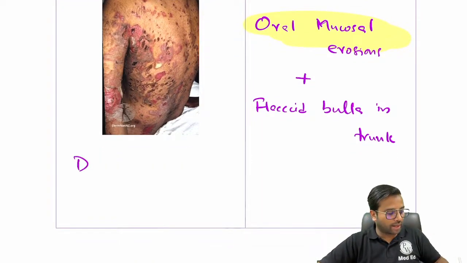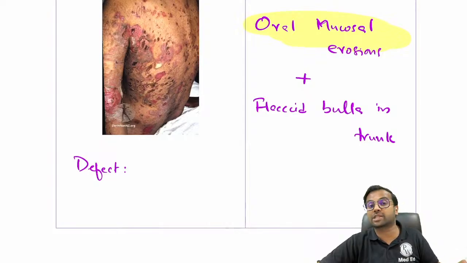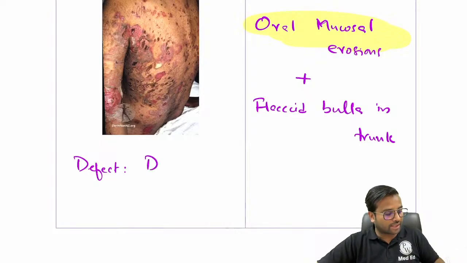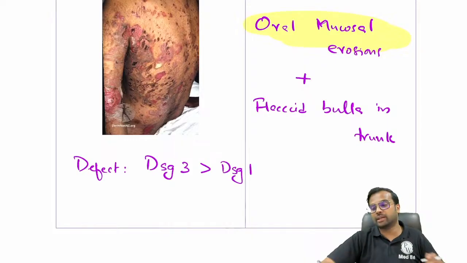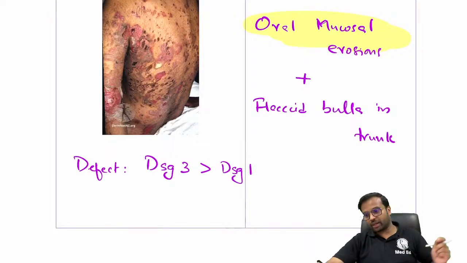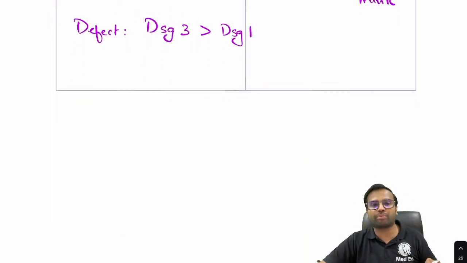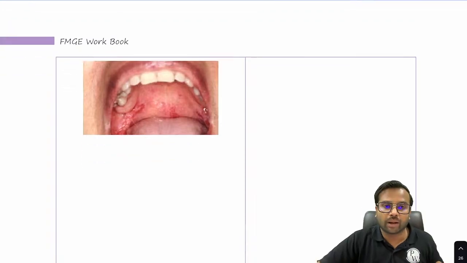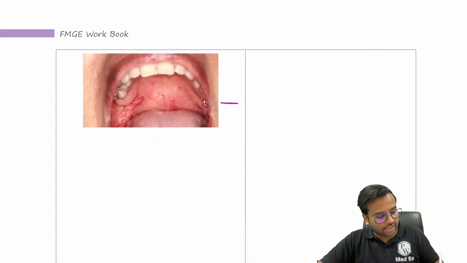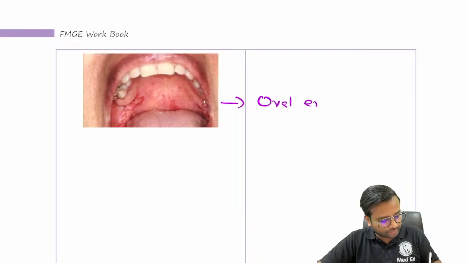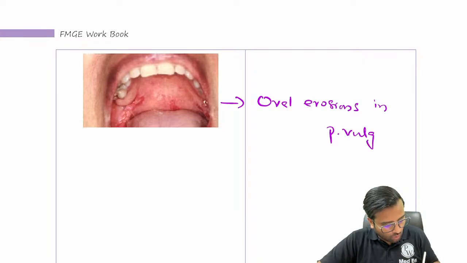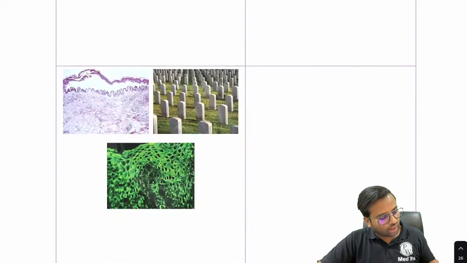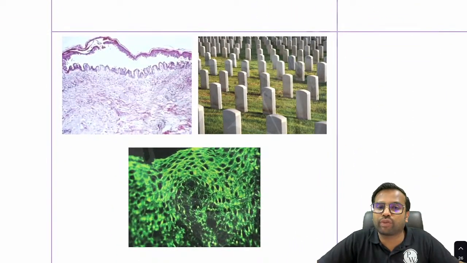Because here, what is the defect? Defect is in a desmosome. Which desmosome? This is desmoglein 3 more than desmoglein 1 here, isn't it? Yes. And I'm getting so many other findings of pemphigus vulgaris in the chat box. Let's learn those findings with the images also. These are oral erosions in pemphigus vulgaris. So in pemphigus vulgaris, let's learn about all these findings.